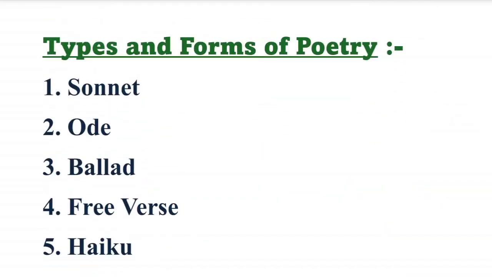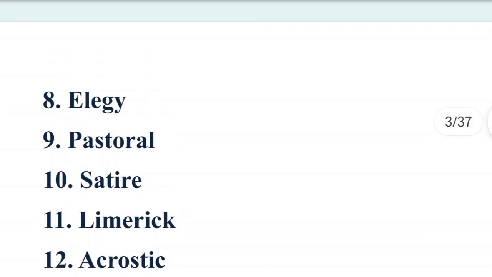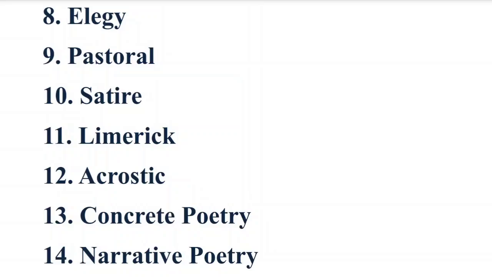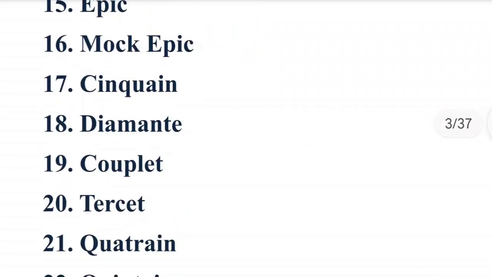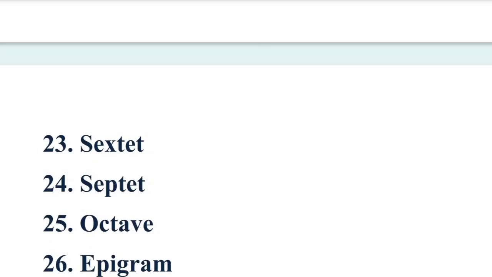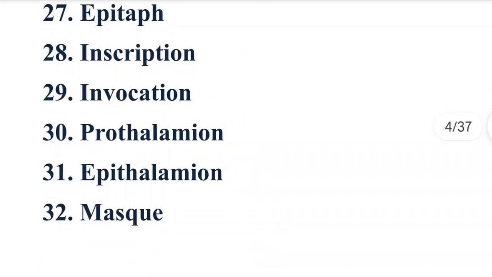And here you can see the types and forms of poetry: sonnet, ode, ballad, free verse, haiku, tanka, ghazal, elegy, pastoral, that is pastoral elegy, satire, limerick, acrostic, concrete poetry, narrative poetry, epic, mock epic, cinquain, diamante, couplet, tercet, quatrain and quintain, sextet, septet, octave, epigram, epitaph, inscription, invocation, prothalamion, epithalamion and masque.